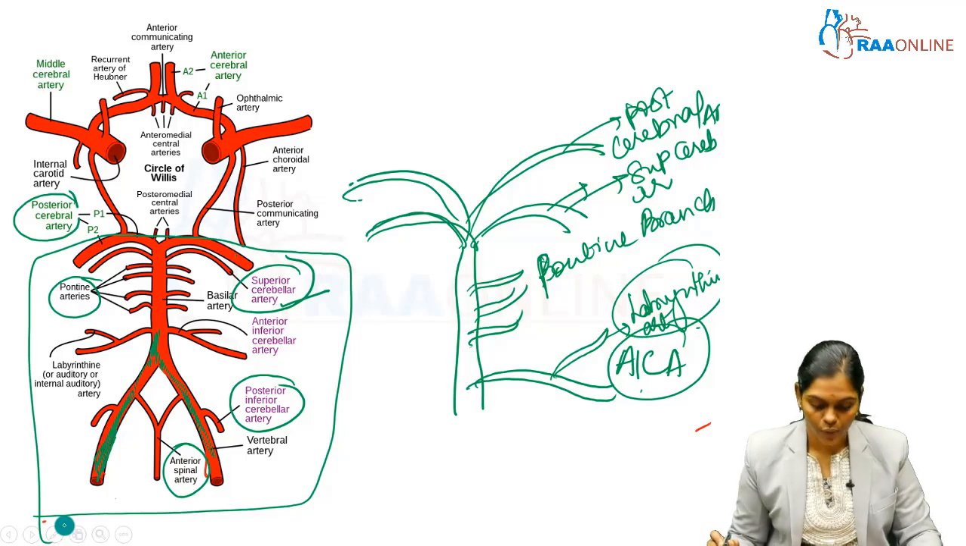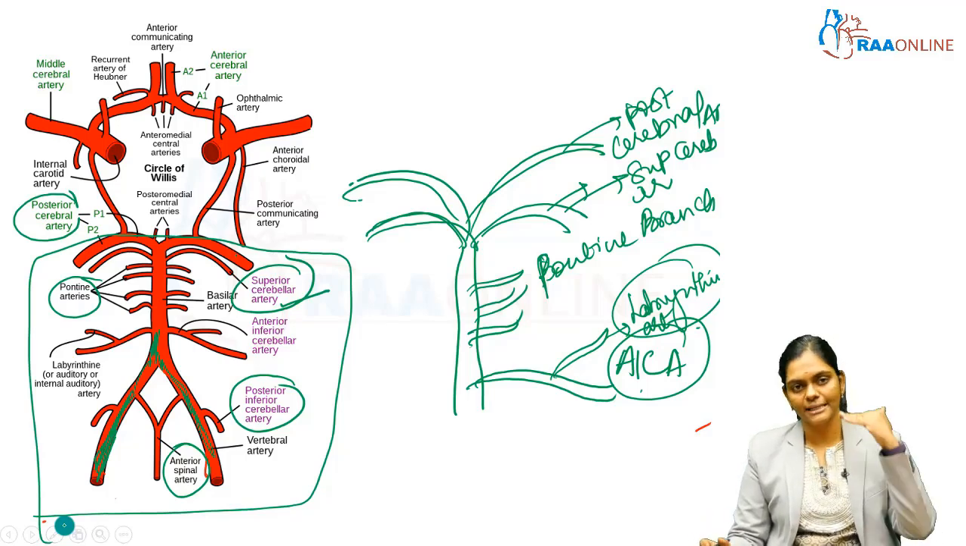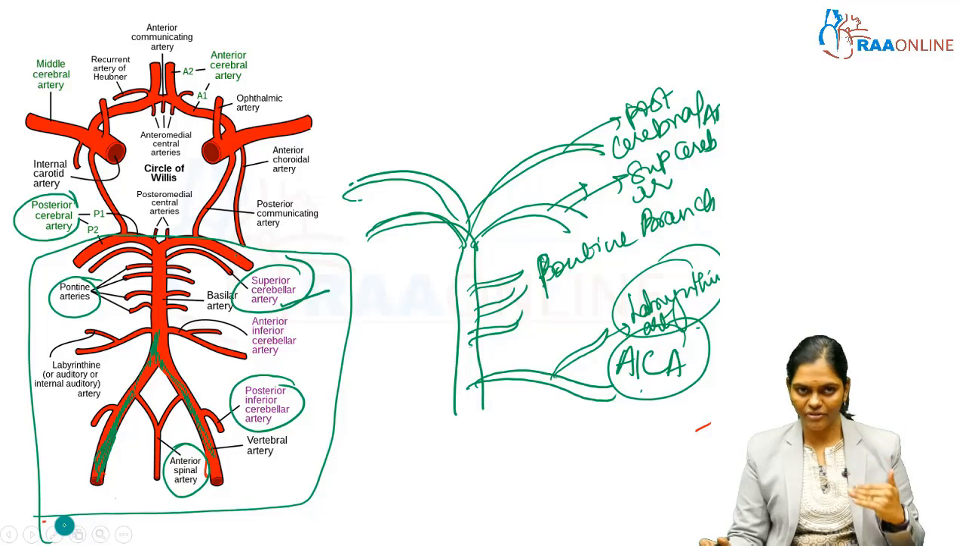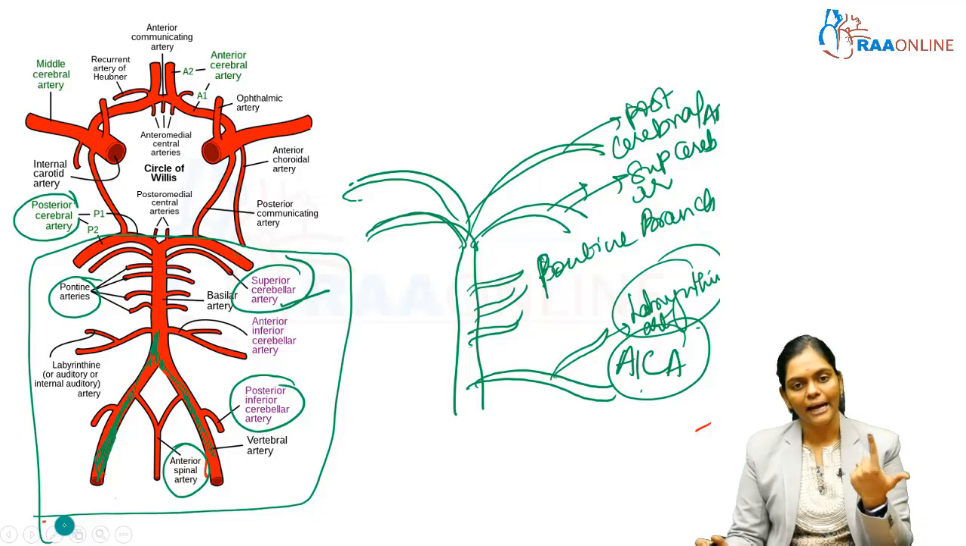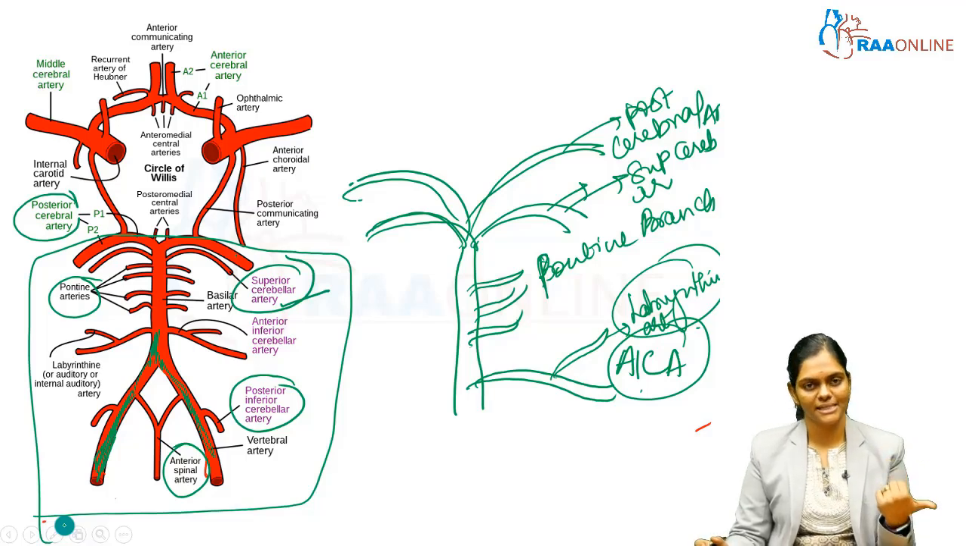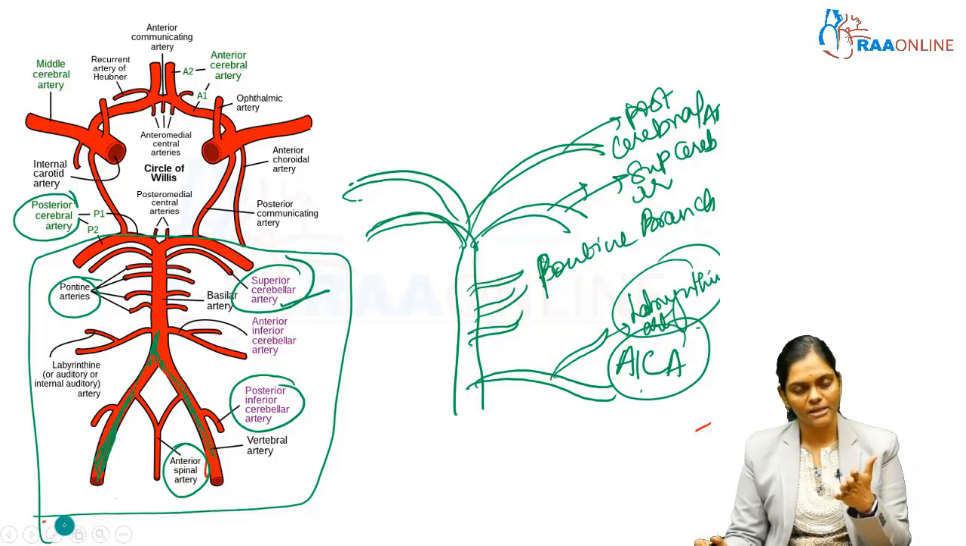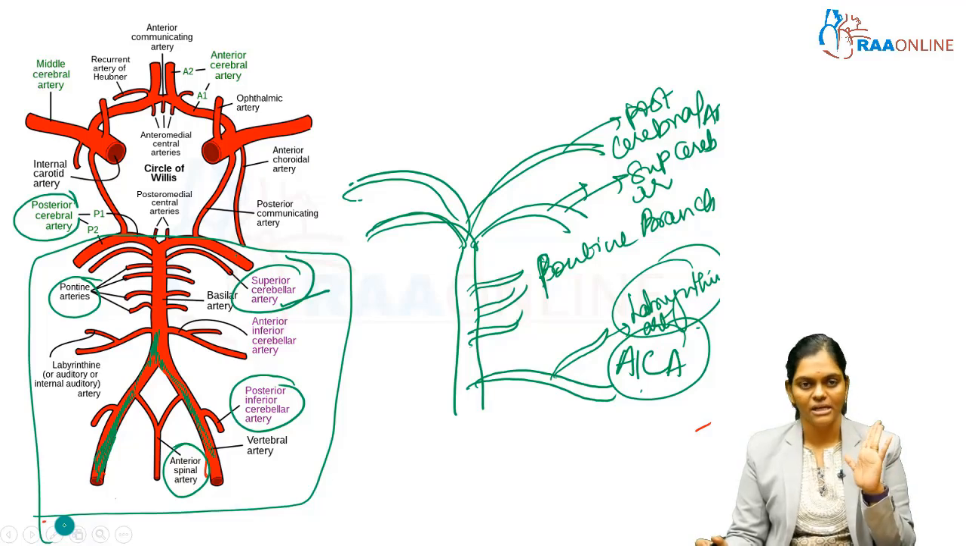So, the cerebellar arteries, if you take, there is a superior cerebellar, inferior cerebellar. Inferior cerebellar itself will have posterior inferior cerebellar, anterior inferior cerebellar. Posterior inferior cerebellar is a part of the vertebral artery. Anterior inferior cerebellar is a part of the basilar artery. Superior cerebellar artery is also a part of the basilar artery. So, any questions they ask, which is a part of which artery, you will be able to answer now.